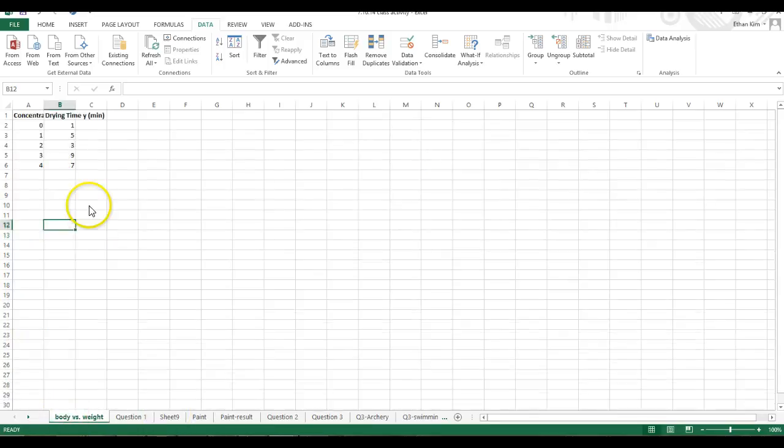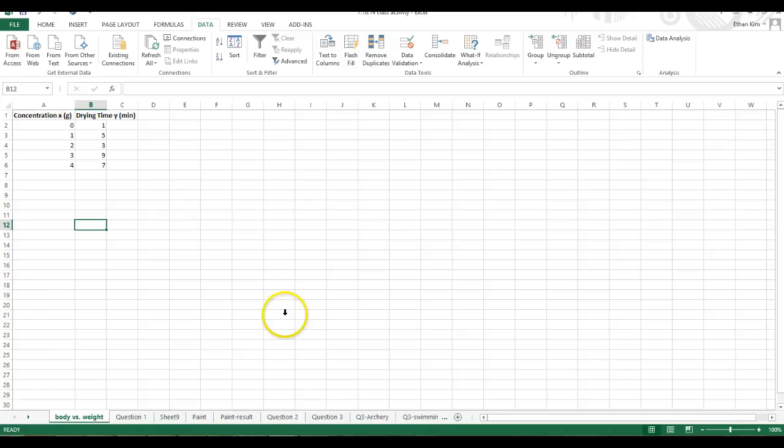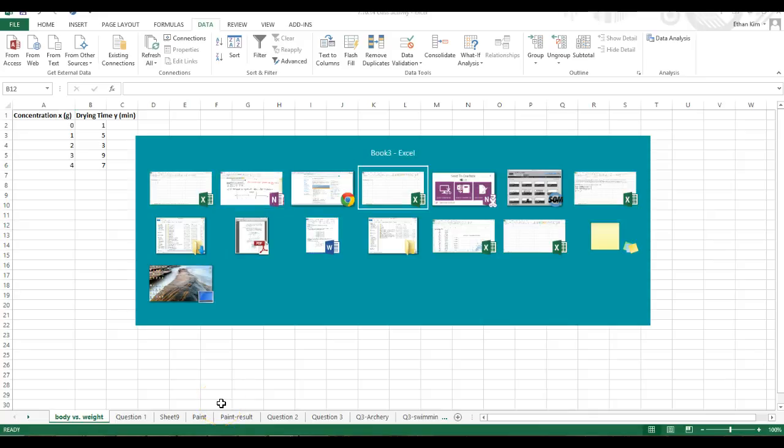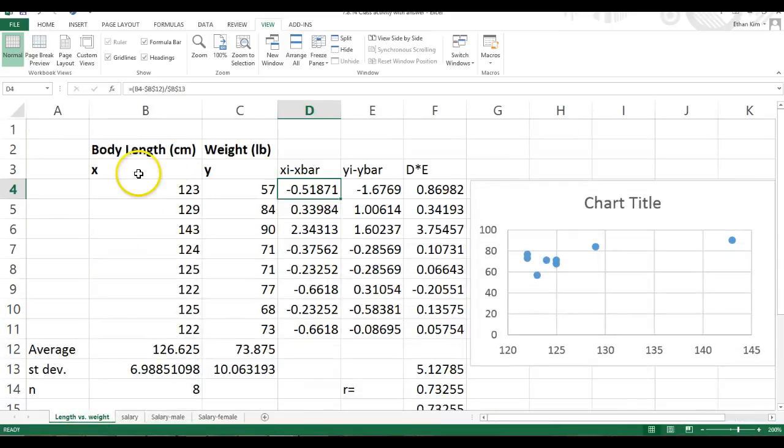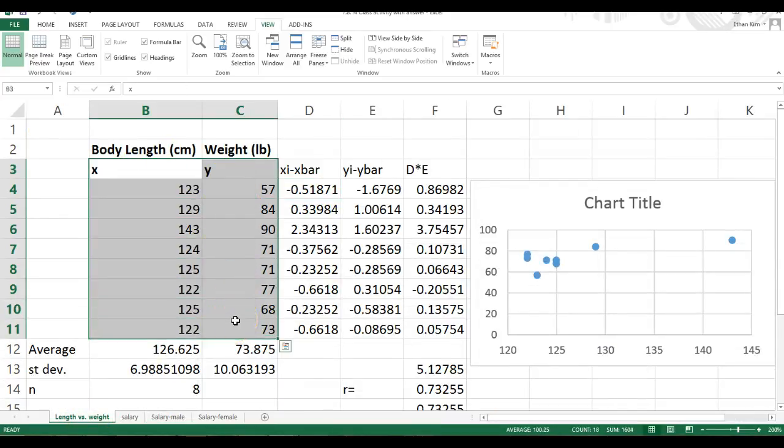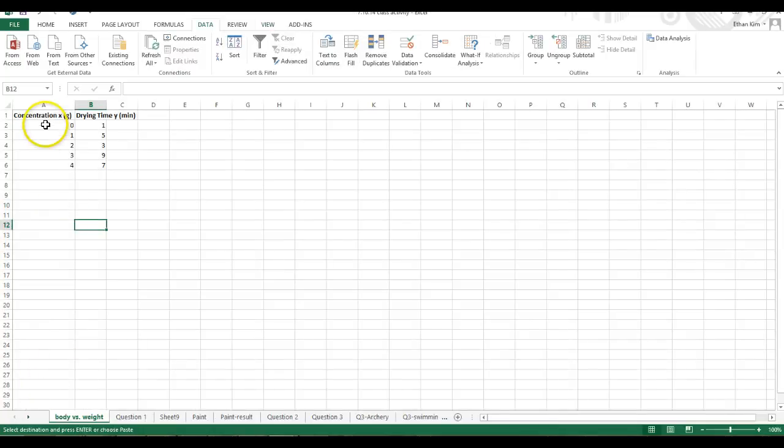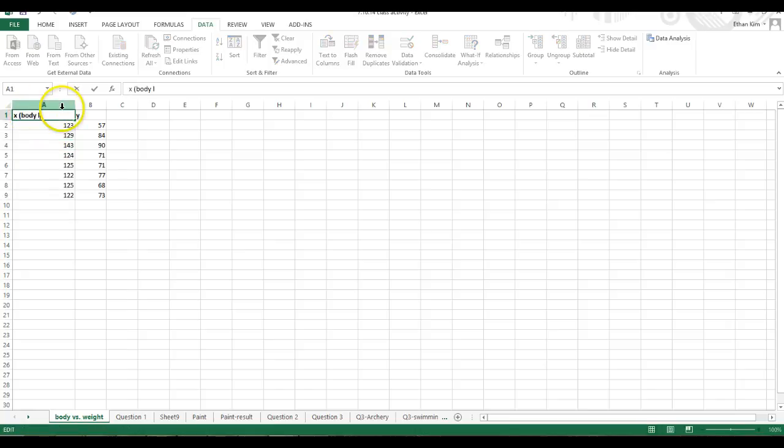This is the body versus weight that we did before. Oh no, this is not body versus weight. That's the paint. Oh, okay. So let me just copy over the data from previous class. I'm gonna do body length versus weight. So this is body length, let me label this body length. And for y, we have weight. Okay? And we're gonna do the same linear regression, right?